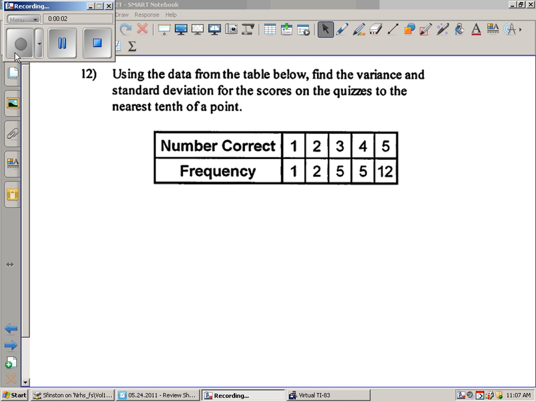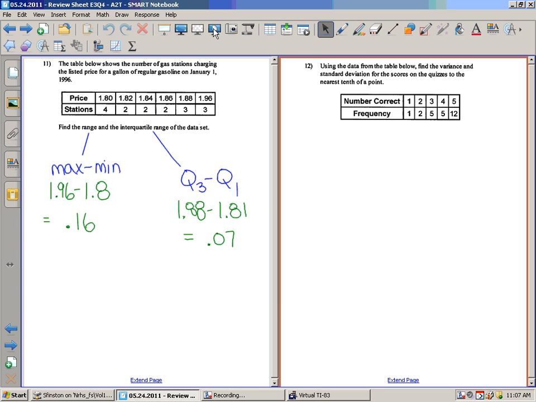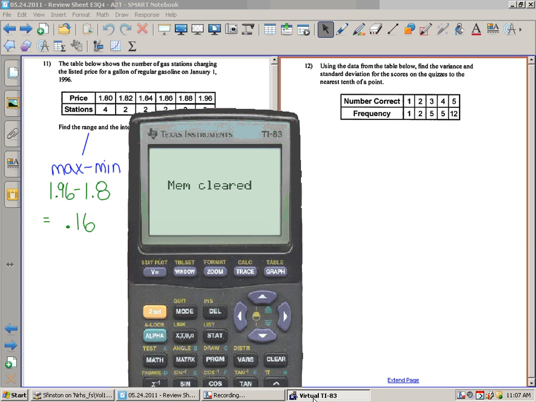All right, question number 12. Using the data from the table below, find the variance and standard deviation for the scores on the quizzes to the nearest tenth of a point. So we're just going to enter this stuff into our calculator. Let's go maybe dual screen so that you can see it a little bit easier.